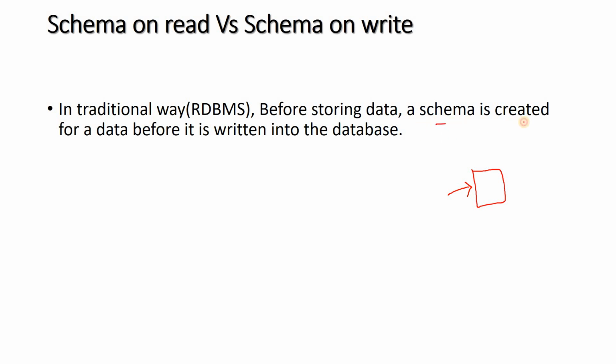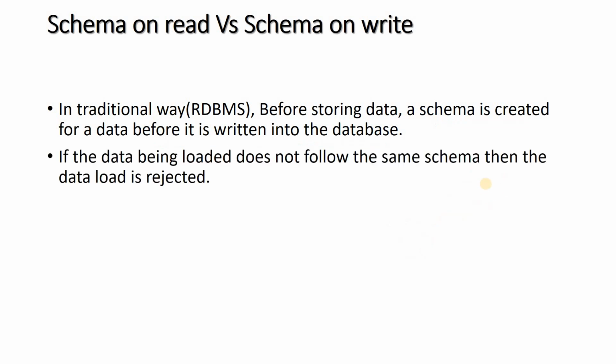So first we create a schema for the data before it is written into the database. Suppose this is our source system and this is our RDBMS. If data is coming from the source into the database, before writing the data we validate whether the data follows the schema which is predefined in this particular table. If they are matching, then we can simply load the data. But if the data being loaded does not follow the same schema, then the data load is rejected.